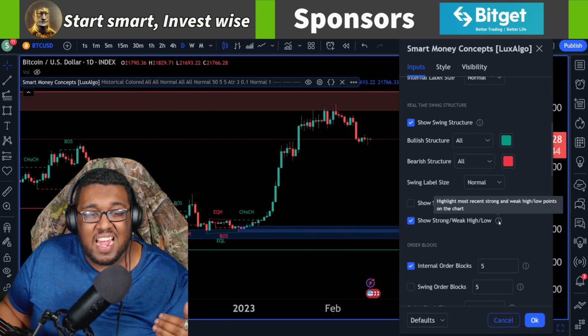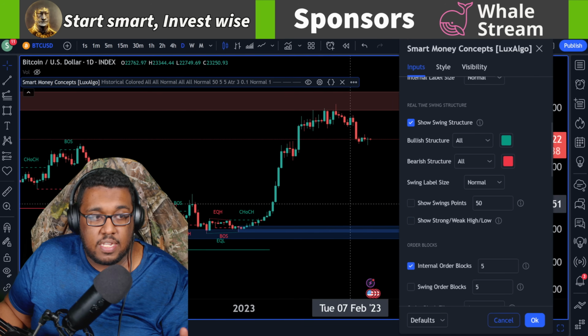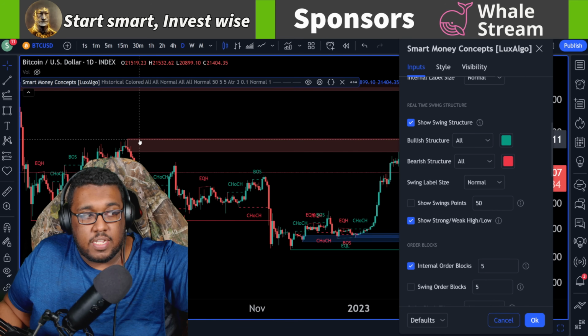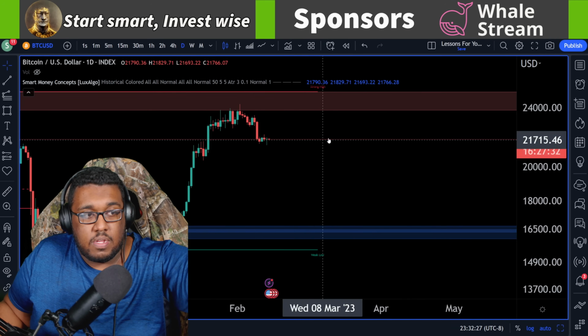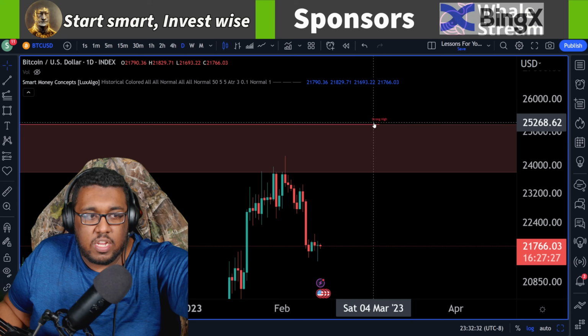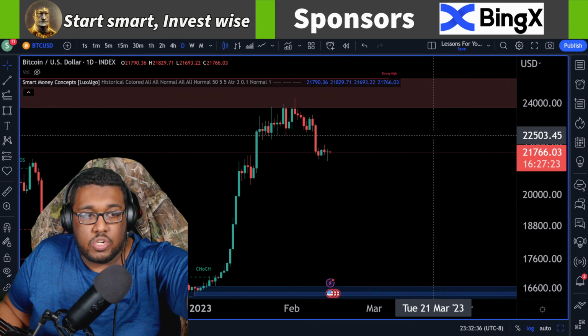Now, you're going to see right here, it says show strong, weak, high, low. Let me hover over this. Highlight the most recent strong and weak high, low points on the chart. If I were to undo this right here, you would see that it takes off this little line on the top. It's kind of hard to see. There's a line right here that showed up and it says strong high right there. You see this darker red right here, but on top there's a little bit of a line right there. That's the line that it's actually showing and hiding.